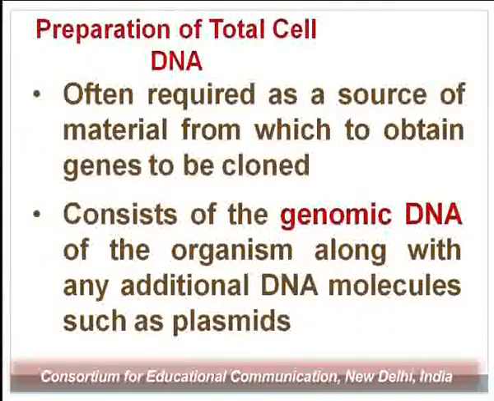Now, this total cell DNA consists of the genomic DNA or the chromosomal DNA of the organism, along with any other additional DNA molecules such as plasmids. We have seen that plasmids can be used as cloning vectors. Generally in a cell there is a chromosomal or genomic DNA, and apart from that there can be additional DNA molecules, primarily called plasmids. These are the episomal or extrachromosomal content.